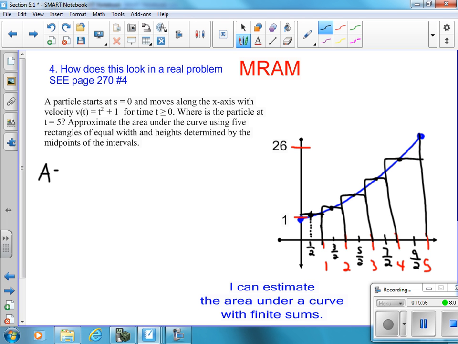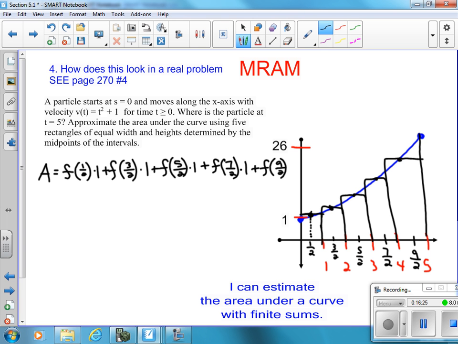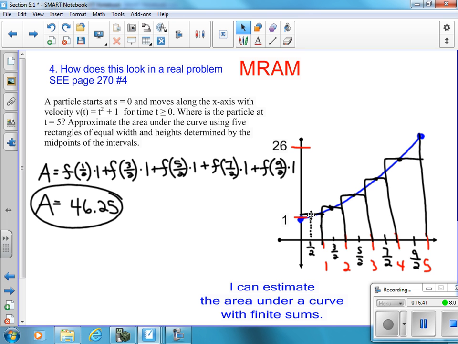So we're going to do the same thing we did with the other two approximation methods, except now we're going to take the function at 1/2 times 1 plus the function at 3/2 times 1 plus the function at 5/2 times 1, because that's the actual point where we touch the curve, in between all of these. The function at 7/2 times 1 plus the function at 9/2 times 1. All right, so you'll have to trust me. Actually, no, you can check your answer. If you check this, you should get 46.25. All right, and that should be your estimation using MRAM.